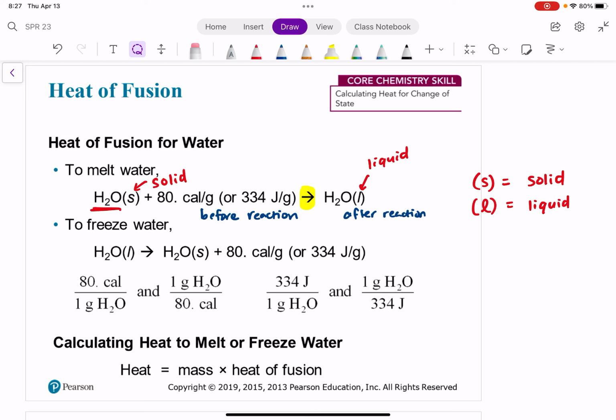So just starting to think of that as before and after that arrow. The stuff on the left is before you freeze the water, and then after you get that out. Okay, let me clean this up a little bit.